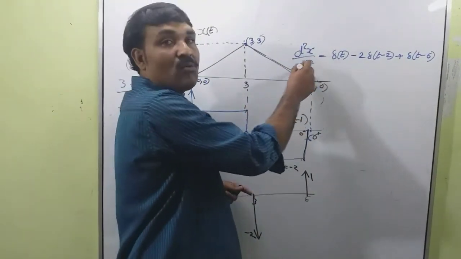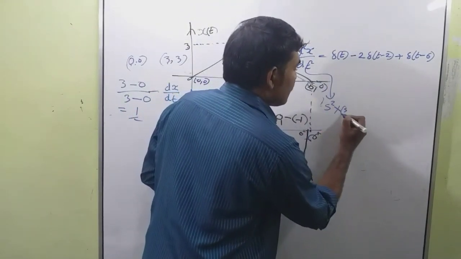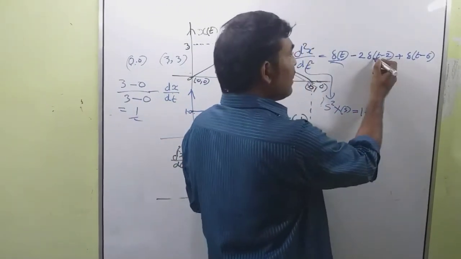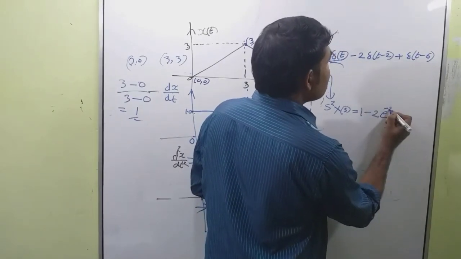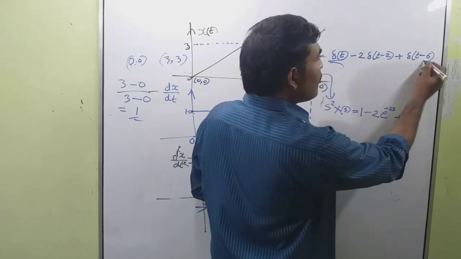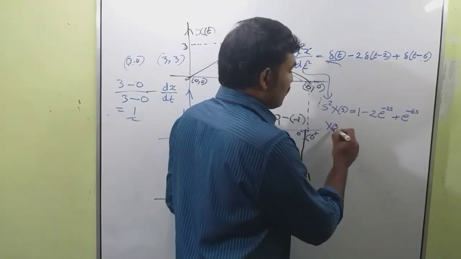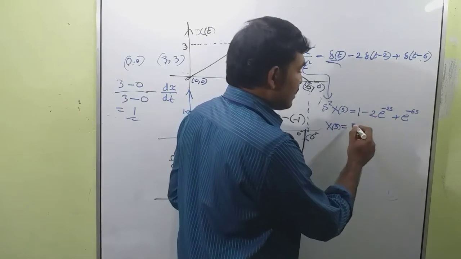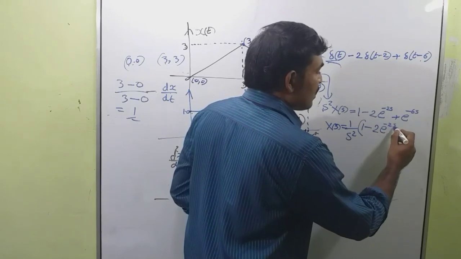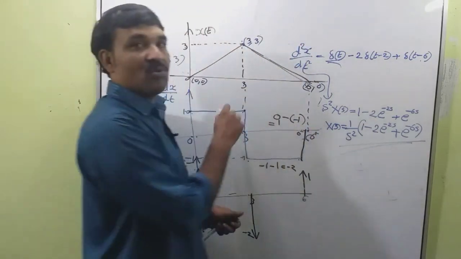Now take the Laplace transform of d square x by dt square. That is equal to s square times X of s. That is equal to the Laplace transform of delta of t, which is 1, minus 2 times the delayed impulse, whose Laplace transform is e raised to minus 3s, plus the impulse delayed by 6 units, that is e raised to minus 6s. Now taking s square to the RHS, X of s is equal to 1 by s square into 1 minus 2 e raised to minus 3s plus e raised to minus 6s. This is the Laplace transform of this signal.